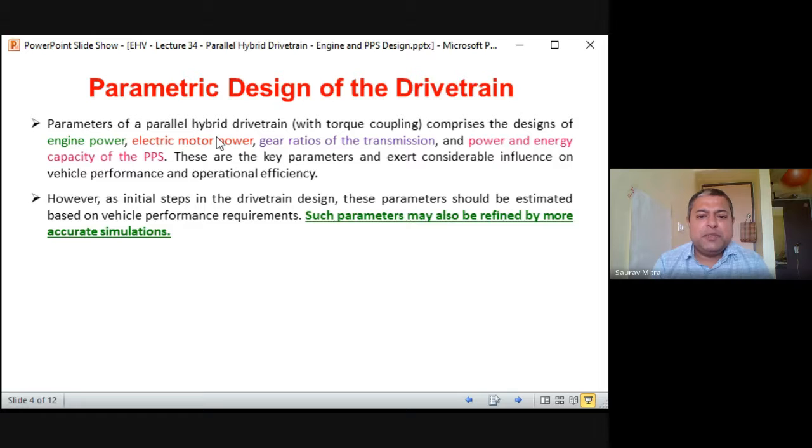Such parameters may also be refined by more accurate simulations. Toward the end of this chapter, which is the ninth chapter in the book of Ehsani, they have shown some simulation environment and how to design for engine power, electric motor power, gear ratio, and PPS design. All those different simulation results they have shown for your reference. It is not in our syllabus, but you can check that.